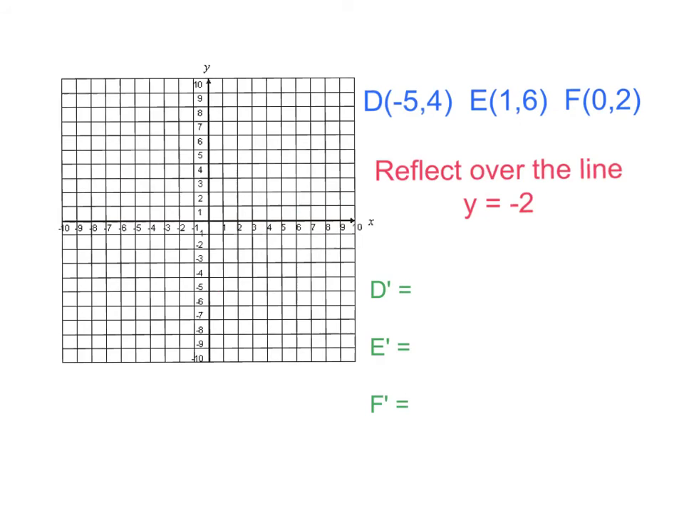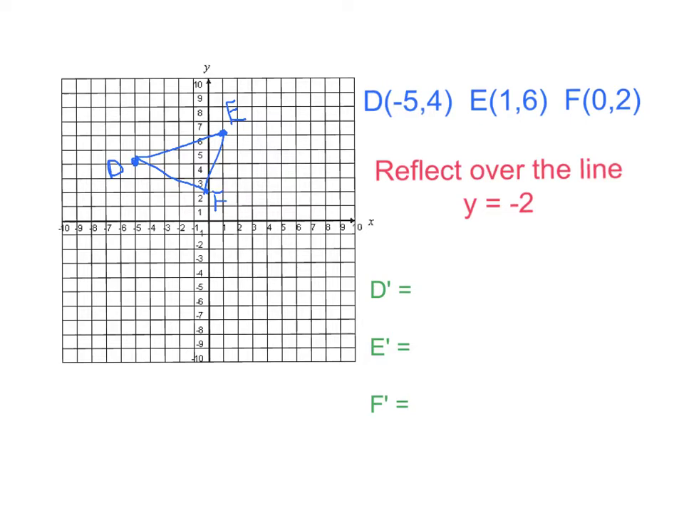Let's do 2 more quick examples. Here we have 3 points, D, E, and F. Let's plot D, at -5 up 4. E is over 1 up 6. And F is at 0, 2. Let's connect. Makes another triangle.